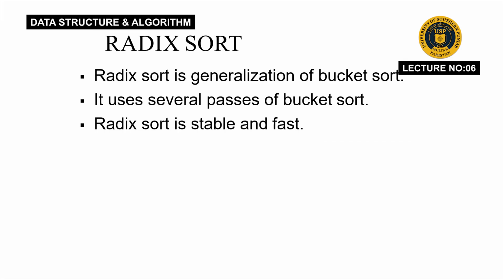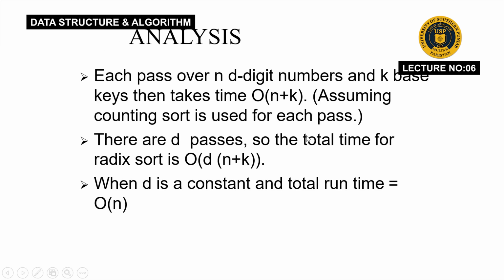Radix sort is a generalization of bucket sort. It uses several passes of bucket sorts. Radix sort is stable and fast. The time complexity of radix sort is big O of n plus k. Each pass over n d-digit numbers with k base keys takes time big O of n plus k.